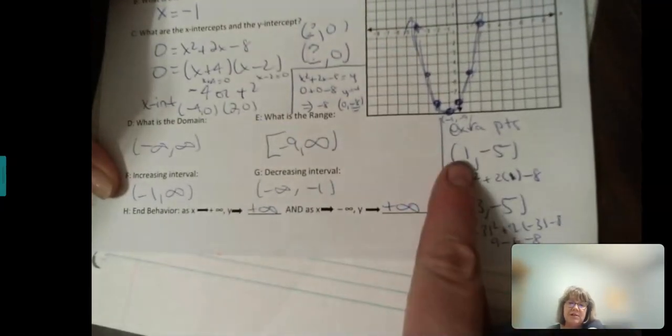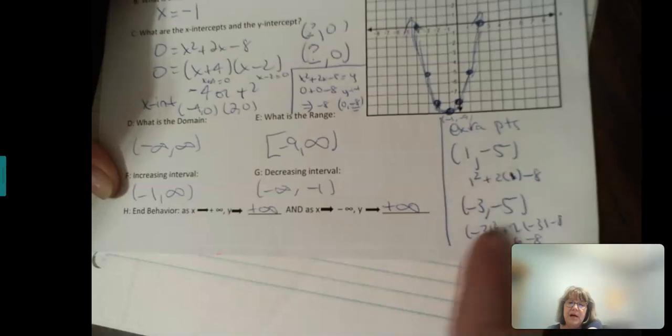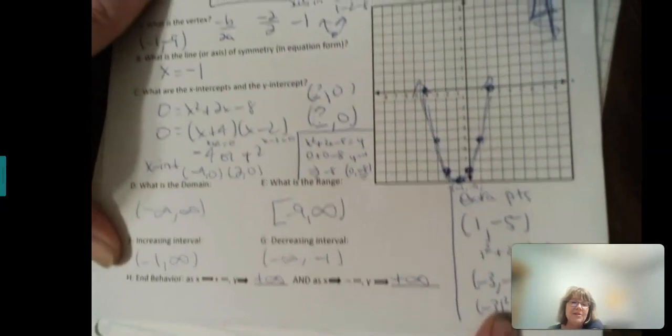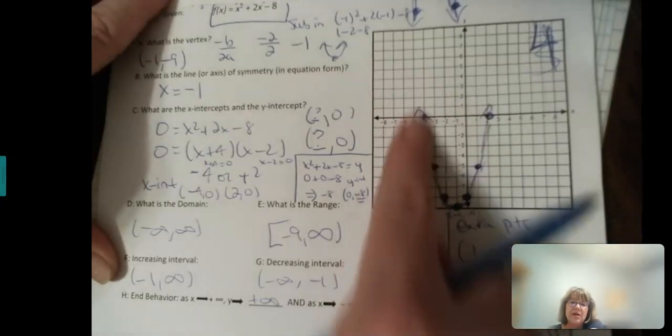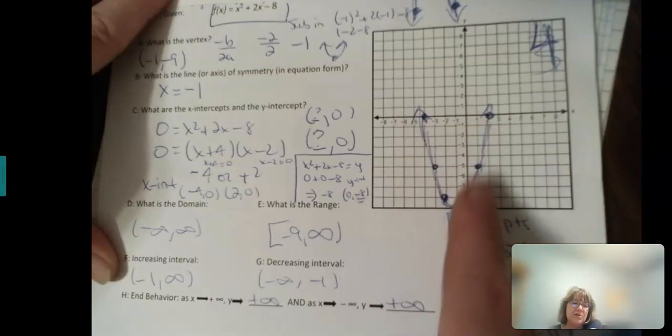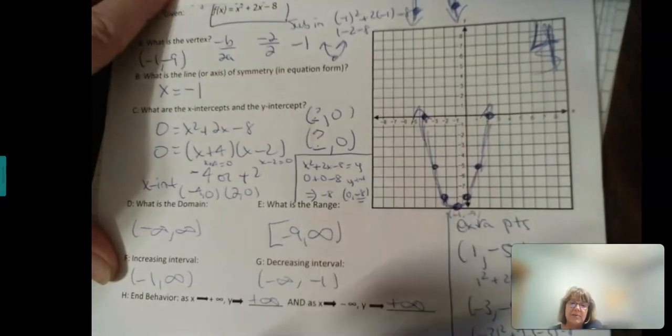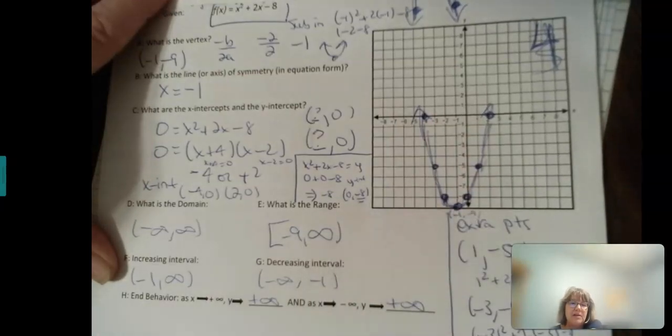But again, you can always sub in extra points. You can sub in 1 for input and get the output. You could sub in -3. So you don't have to do the symmetry thing. Just sub in some points over here and over here. Make sure you have accurate x-intercepts, accurate y-intercept, accurate vertex, you know what I mean? And you can get there.